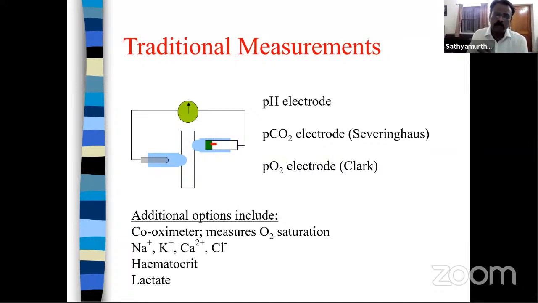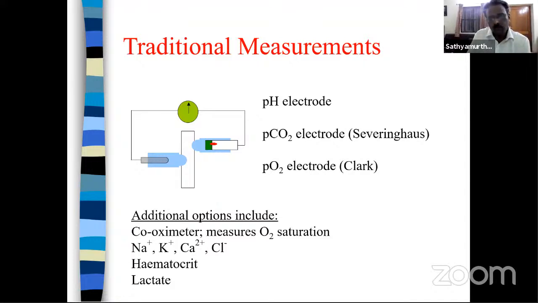But most of the time, it might be a derived one from the nomogram the machine would have been fed with. So that is something you should remember whenever you look at your SaO2. Similarly, newer machines come with your sodium, potassium, calcium, chloride, also hematocrit and lactate. I'll come to all these things in the subsequent slides.